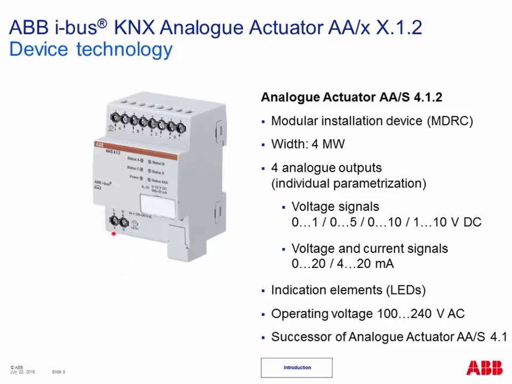As you can see here below, there is an additional connection terminal too, to connect operating voltage. So we need an external voltage of between 100 and 240 volt AC to supply this device. We had already an analogue actuator before, so it's not completely new. It will, of course, replace our existing analogue actuator AAS41, which is a relatively old device. So we have now a new component with also more options in the software you will see later on.